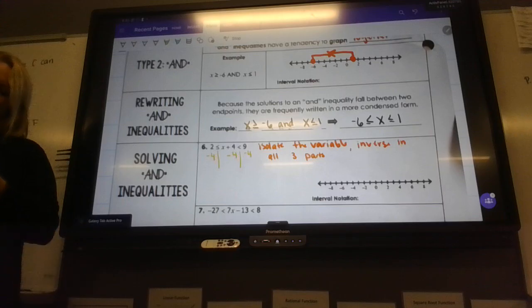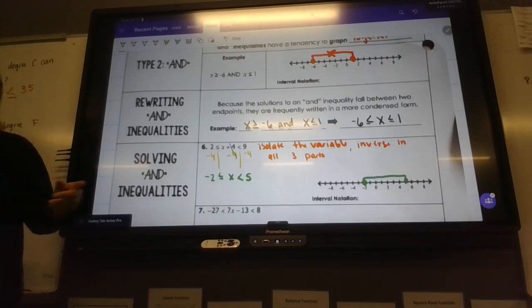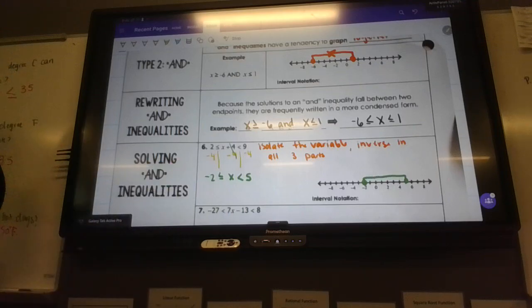So 2 minus 4 is -2. I keep the symbol. Now x is left alone in the middle. 4 minus 4 cancels. I keep the symbol, and I have a 5. So I'm going to go -2, closed dot, 5, closed dot, and it's every value in between that could go inside that inequality, and it would be true.